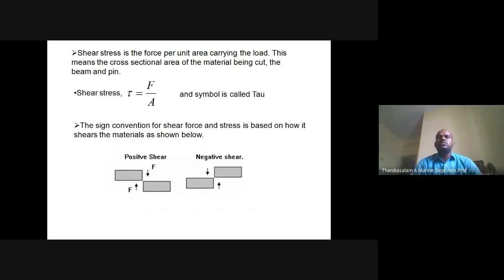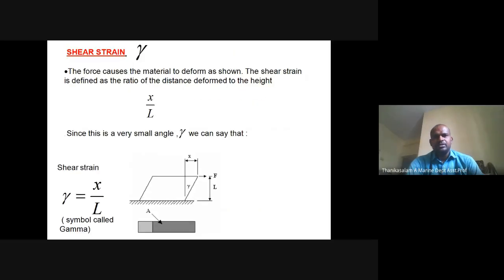Shear stress is the force per unit area carrying the load. This means the cross-sectional area of the material being cut, the beam and the pin. Shear stress has the symbol tau. Tau equals F over A. Here F means shear force, or tangential force. The sign connotes the shear force, positive shear or negative shear.